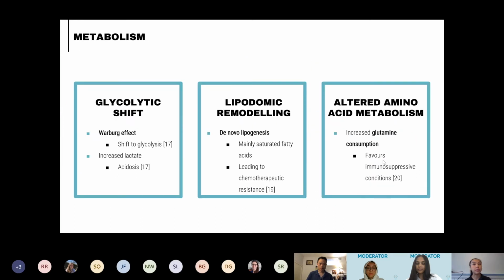Moving on to the next feature, under cancerous conditions, the TME undergoes a dramatic metamorphosis in metabolism. The three primary displays of metabolic reprogramming are glycolytic shift, lipidomic remodeling, and altered amino acid consumption.